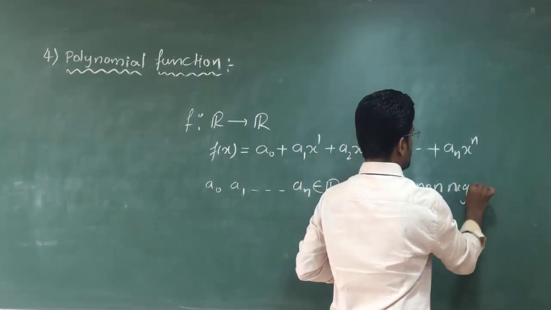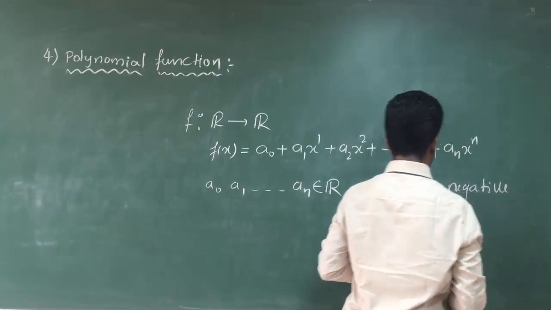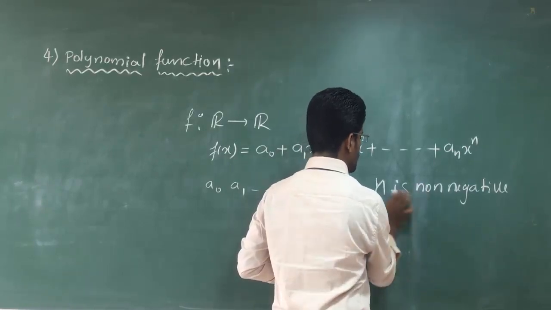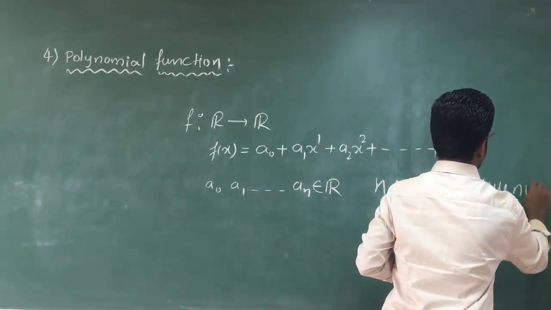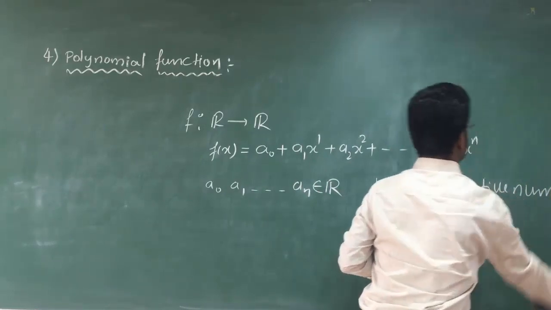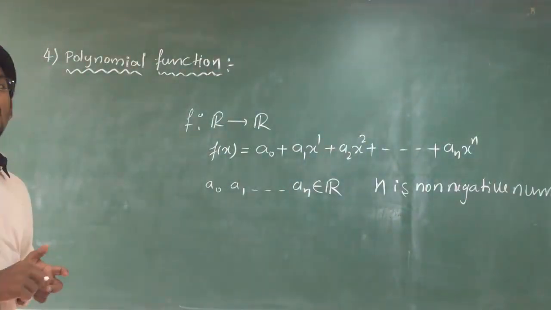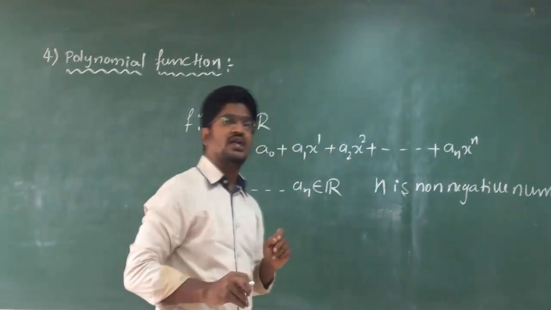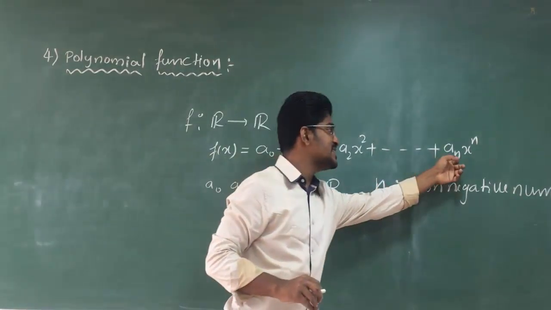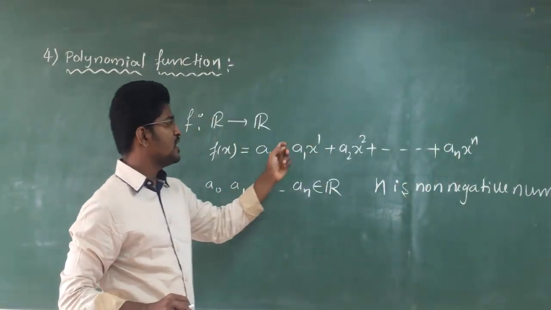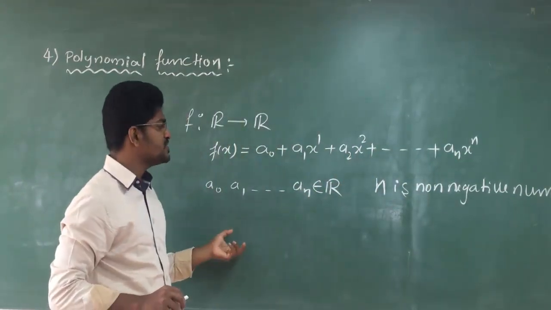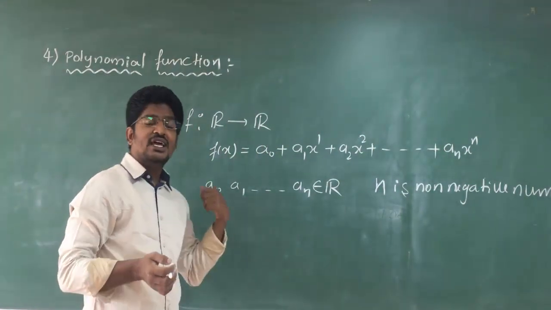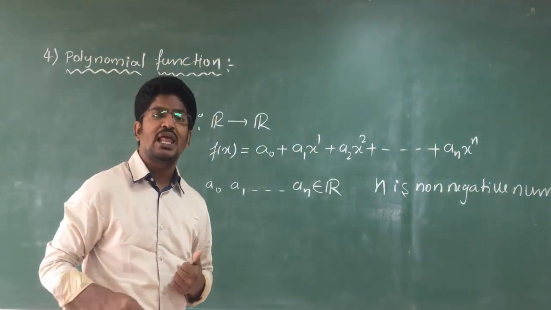non-negative. N is a non-negative number. That's all, non-negative number. So here we defined a function f from R to R, f of x equal to a polynomial in the variable x where it ends at n. So a0, a1, a2 so on to an are real numbers and n is a non-negative number. Therefore the function defined in this form is called a polynomial function.